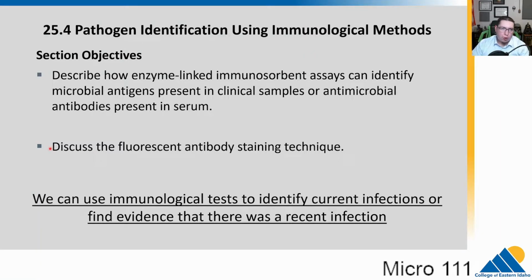All right, in 25.4, we're going to talk about a different way of identifying microbes using immunological methods, which means using basically antibodies to identify specific antigens. So we're going to talk about the enzyme-linked immunosorbent assay, the ELISA. We've talked previously a bit about that in the immune system chapter, but we're going to go into how we can actually apply that in the clinic, and we'll also talk a little bit about fluorescent antibody staining.